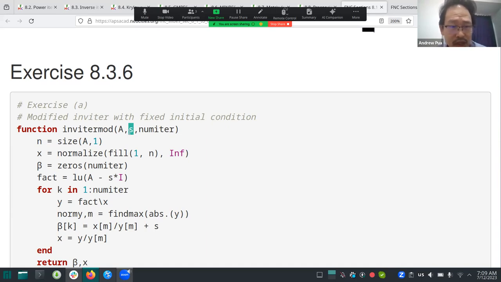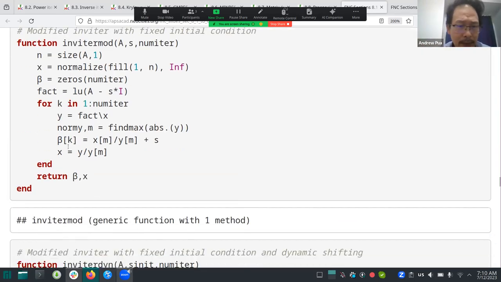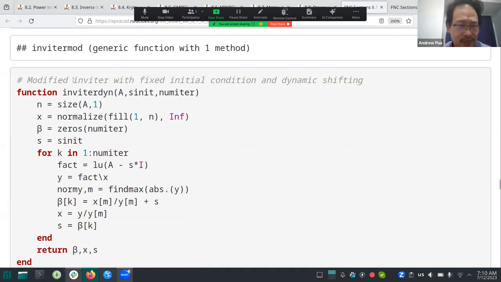So it's possible to implement a dynamic shifting approach where the S gets updated after every iteration. What I did in 8.3.6 was to make sure that the command has fixed conditions, in the sense that the seed vector or the starting point for the iteration is the same, not a randomly generated vector. That's what I did, just so that I could control the randomness to some extent, and then modify the original inverse iteration command to allow for dynamic shifting.